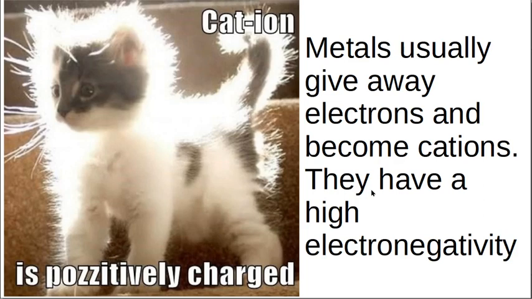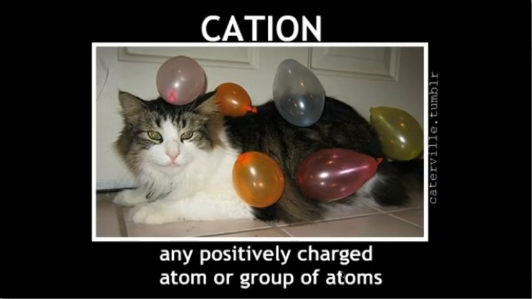Metals usually give away electrons and become cations. They have a low electronegativity. Remember we talked about the definition of electronegativity; it's one of those definitions you have to know. But metals give away electrons and become cations. Cations are positively charged, which means the other ion is an anion and it's negatively charged. A cation is any positively charged atom or group of atoms.